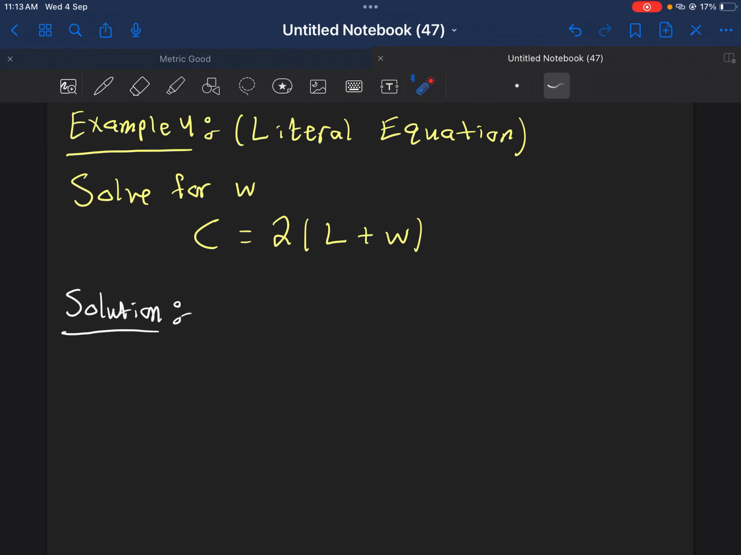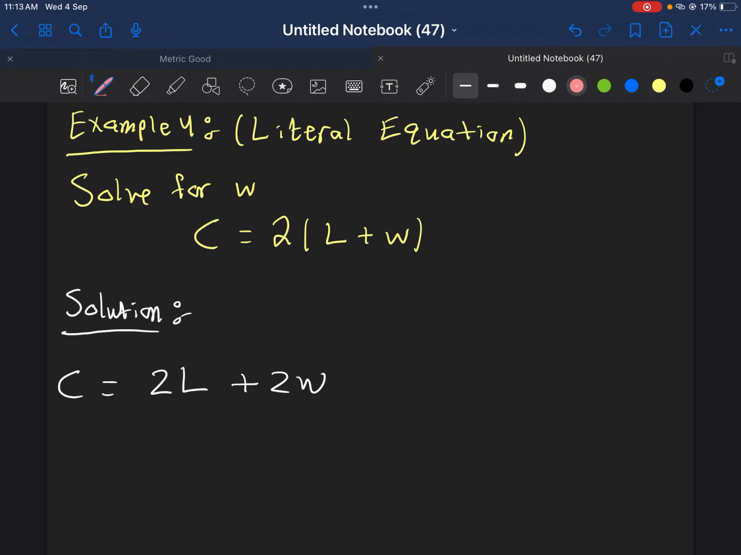When we say solve for W, it means I want to see W on one side alone. I don't want to see W with other things. So we only need to find W. Now, we can continue doing the same thing we did before by opening the bracket. That's absolutely fine, and I will continue in the same process. So the first step, I will open the bracket. The 2 will get inside everything, so we get C equal 2L plus 2W.